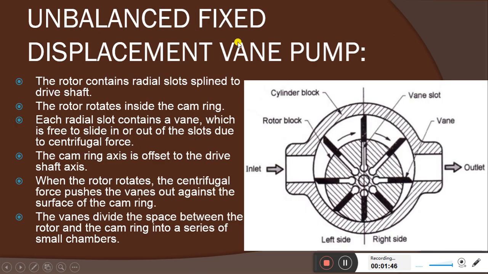So, unbalanced fixed displacement vane pumps. In the unbalanced type we have the fixed displacement vane pump, which is the first type. You can see the diagram here. First we will see the construction of this unbalanced vane pump. Why do we call it fixed displacement? Because only a fixed amount of fluid is displaced here, so there is no variation we can observe in this type of pump.